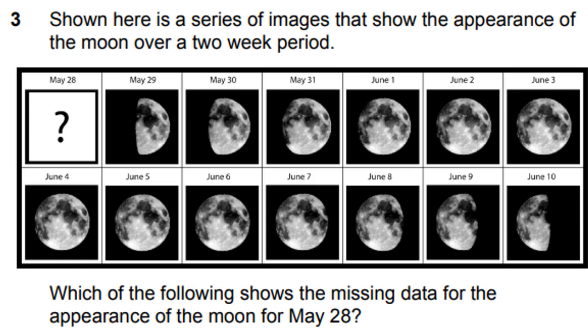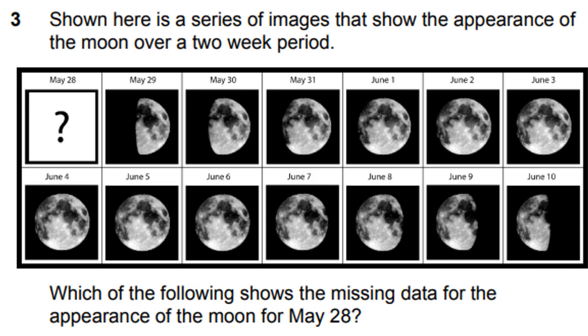In this prompt, it says shown here is a series of images that show the appearance of the moon over a 2-week period. So we can see that below is an image. May 28th has a question mark. And then all the days from May 29th to June 10th have pictures of the moon in the sky and what it looked like. I can see here that we have half moon, quarter moon. We're filling it in until we get eventually to the full moon. And then I can see that the pattern then starts to repeat on this side. It starts to take some of the moon away from the other side, repeating that process.